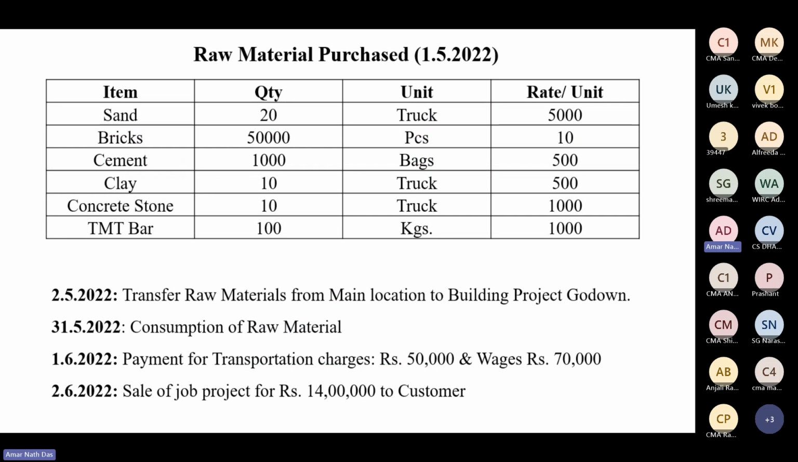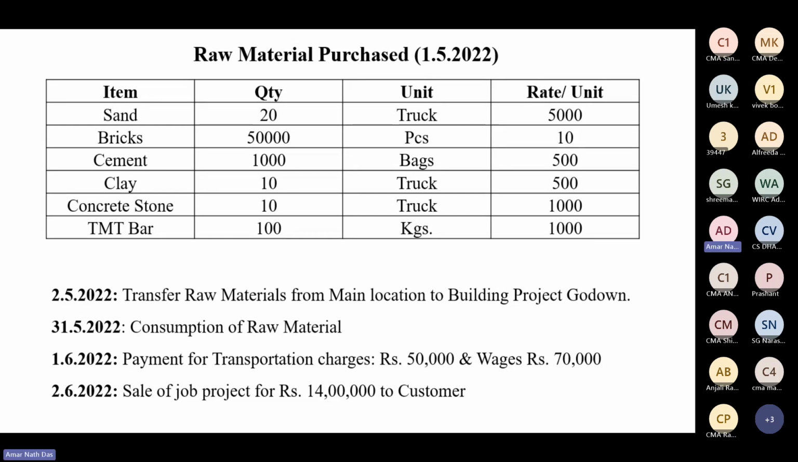Next one, if you take a look at this particular screen, we have purchased raw materials. The first column on the left shows the items: sand, brick, cement, clay, concrete, stone, and TMT bar. Quantity is given, unit is also provided, and rate per unit. In this example, we consider one truck of sand, which costs 5,000. One piece of bricks 10,000. One bag of cement is 500, and so on.